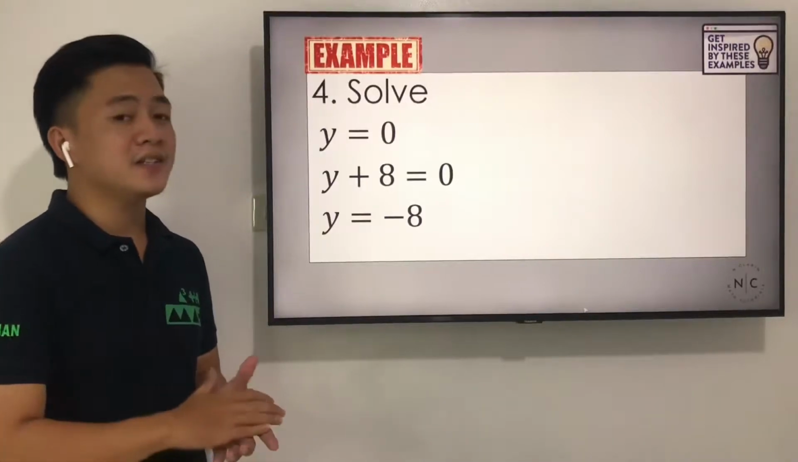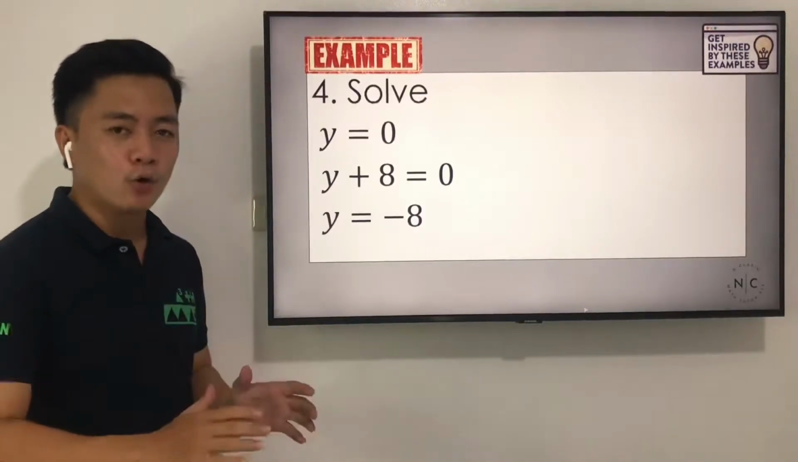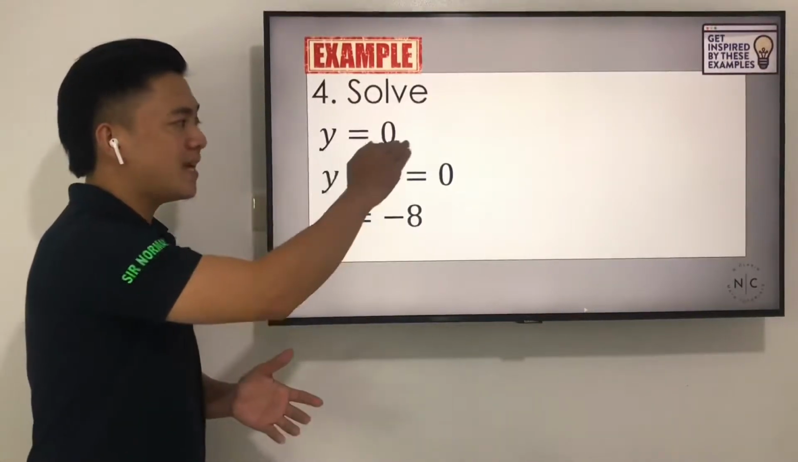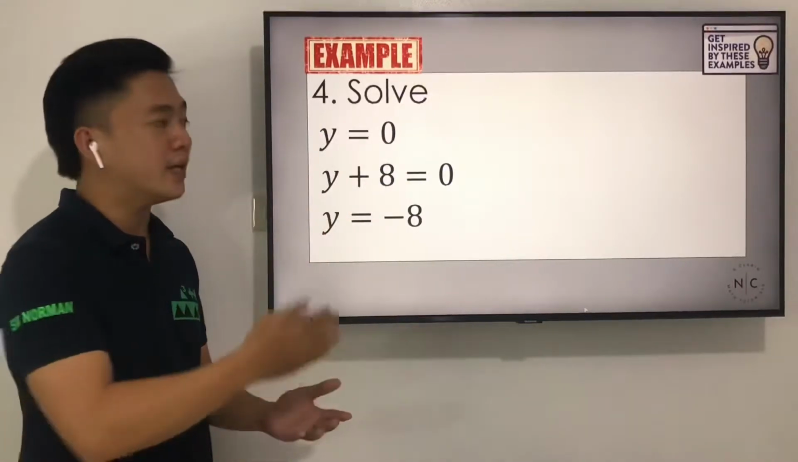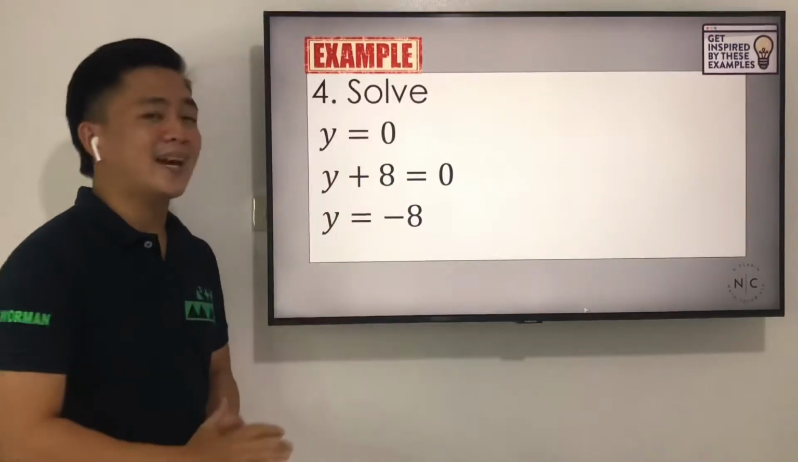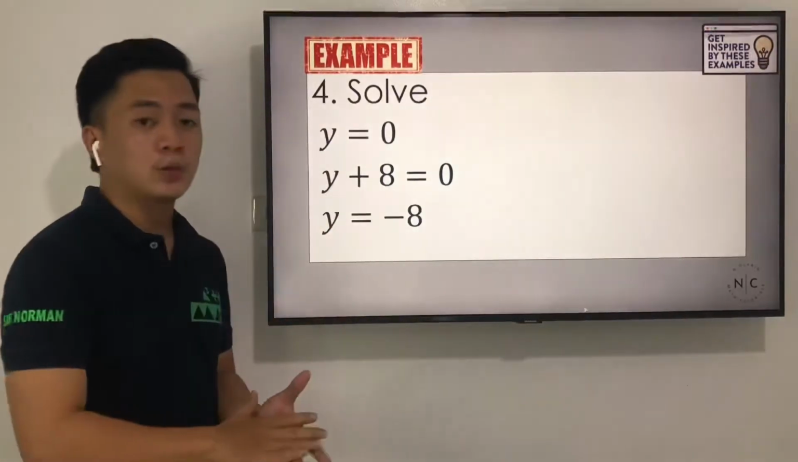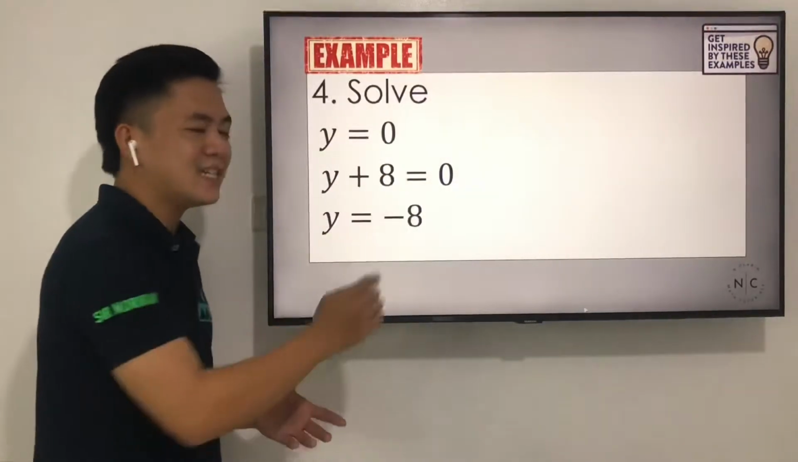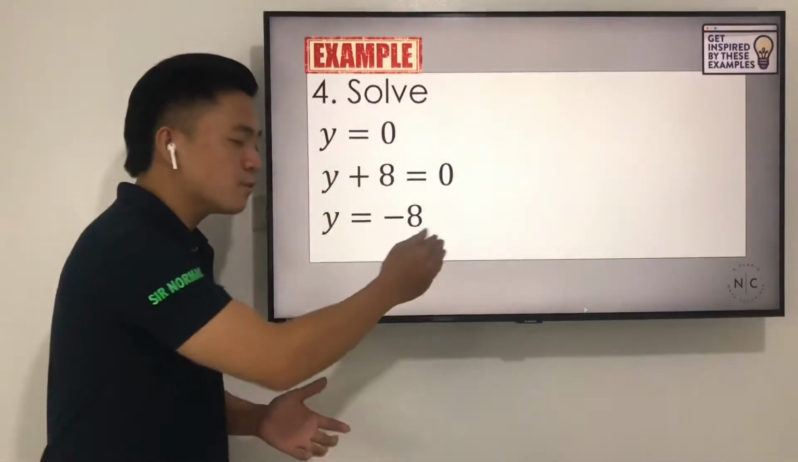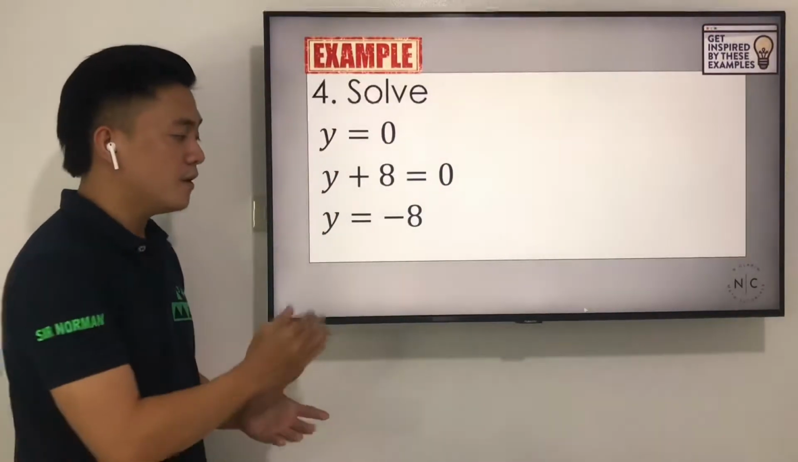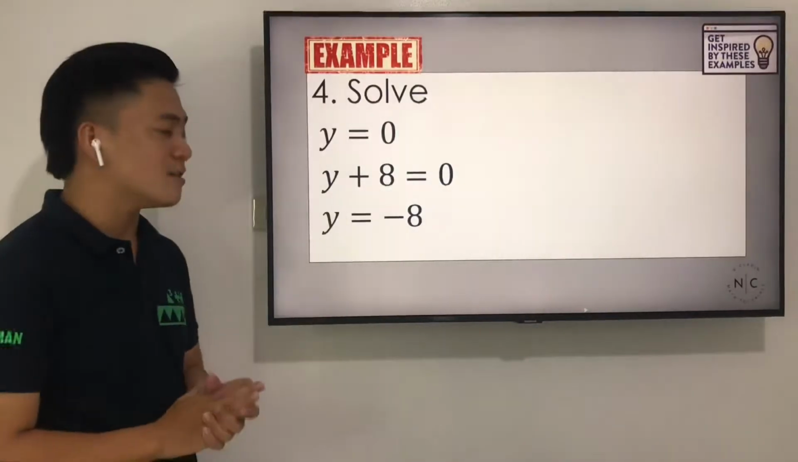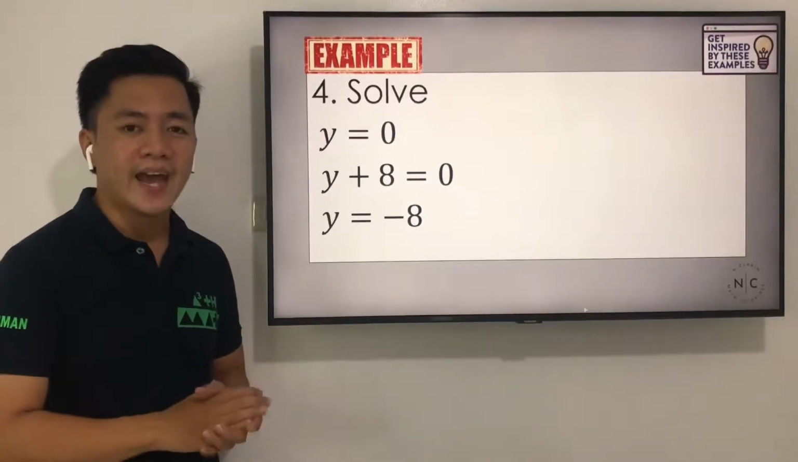Next step is isolve na natin yung ating mga nakuhang factors. So, first is y is equal to 0. So, okay na yun. Tapos na tayo. So, yung una nating answer is y is equal to 0. Next, y plus 8 is equal to 0. So, transpose natin si 8. Tatranspose natin sa kabila, so it will become negative. So, yung ating pangalawang answer is y is equal to negative 8.